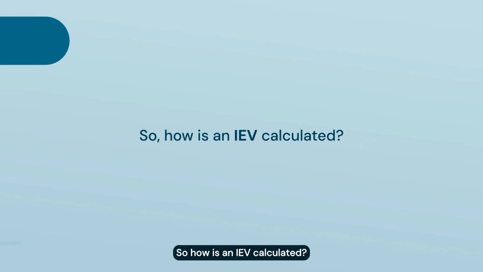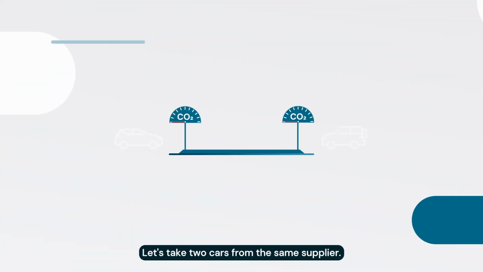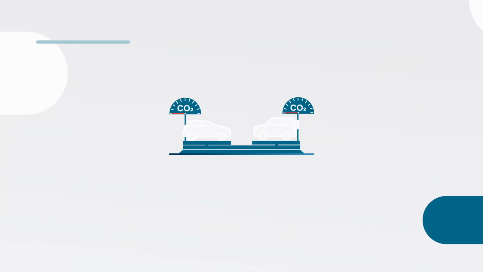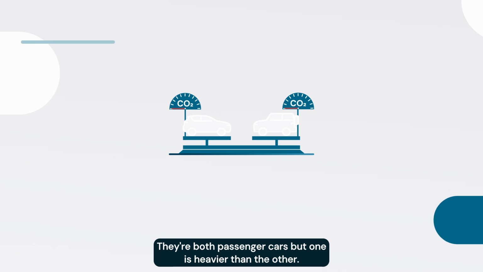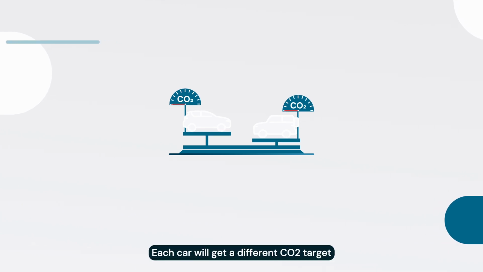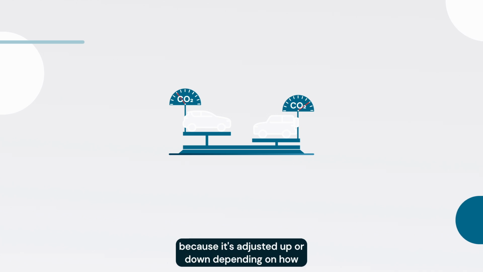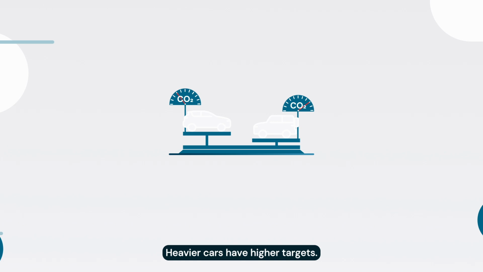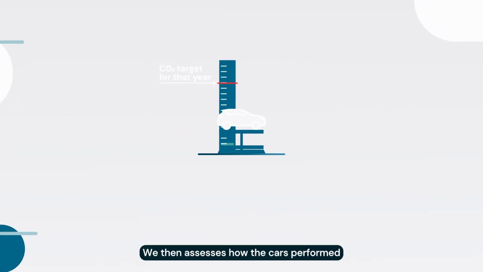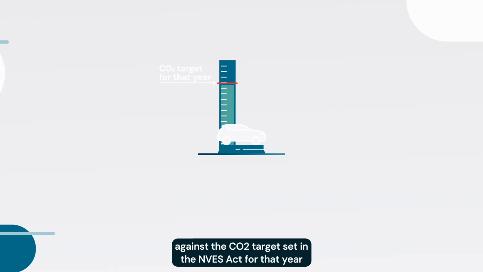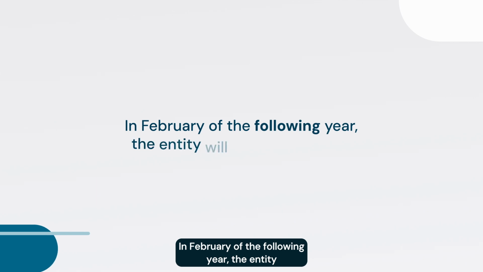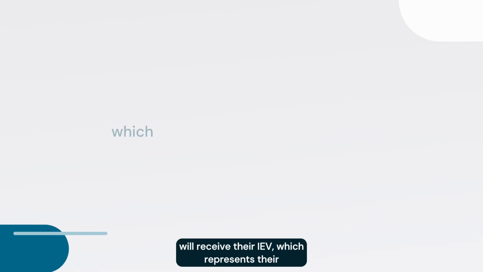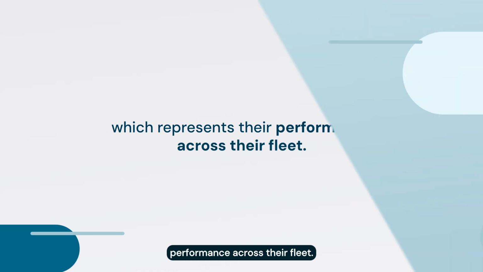So how is an IEV calculated? Let's take 2 cars from the same supplier. They're both passenger cars, but one is heavier than the other. Each car will get a different CO2 target because it's adjusted up or down depending on how heavy the car is. Heavier cars have higher targets. We then assess how the cars performed against the CO2 target set in the NVES Act for that year. In February of the following year, the entity will receive their IEV, which represents their performance across their fleet.